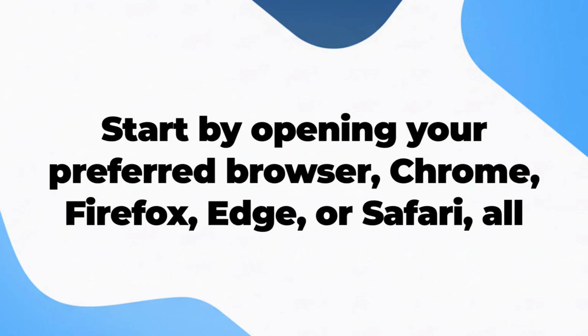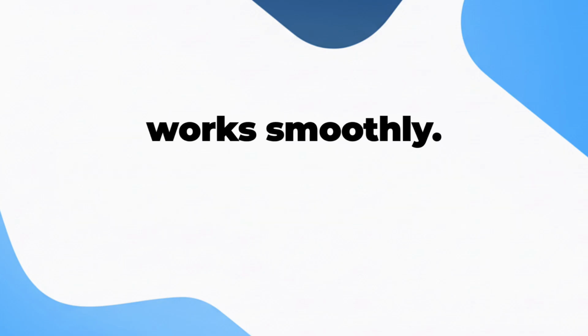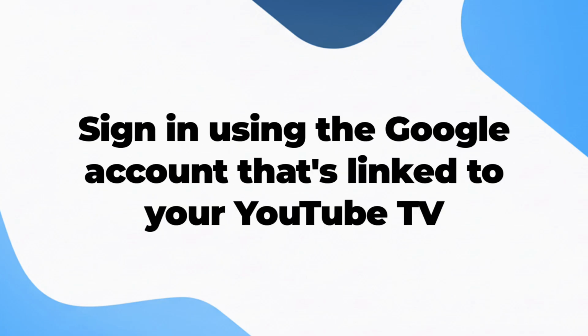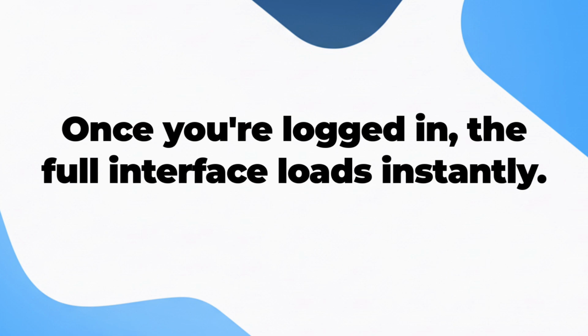Start by opening your preferred browser. Chrome, Firefox, Edge, or Safari all work smoothly. In the address bar, go to tv.youtube.com. Sign in using the Google account that's linked to your YouTube TV subscription. Once you're logged in, the full interface loads instantly.